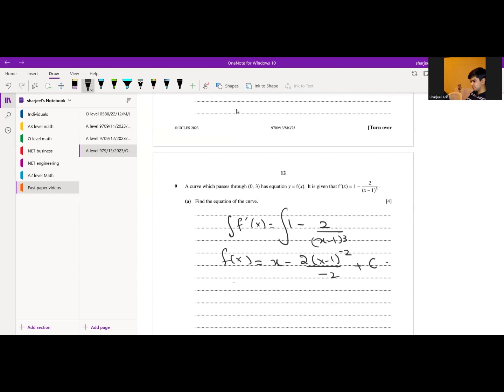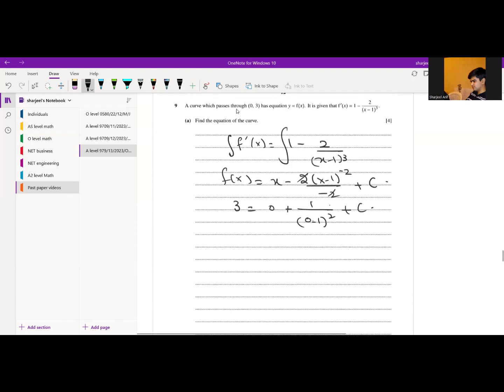Substitute the values here. This will become 3, 0. Cancel these two. Place an addition sign here. Wait. This will become 1 over 0 minus 1 whole square plus c. So c will be equal to 2. Substitute the value in f of x. The equation will be 1 over x minus 1 whole square plus 2. That would be our answer.